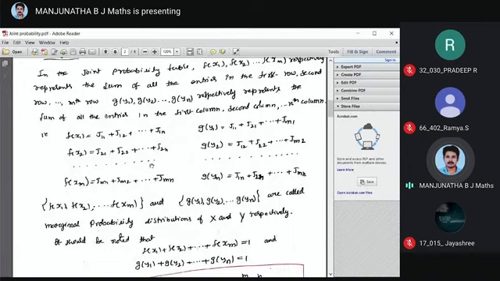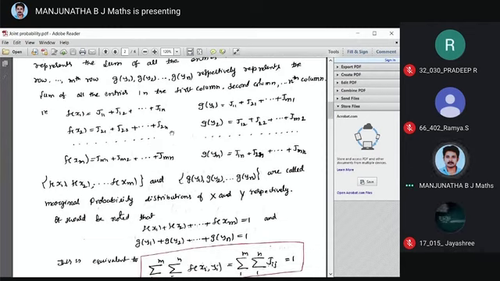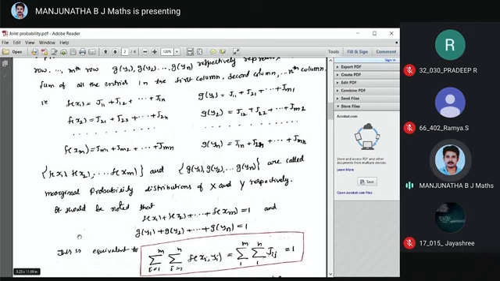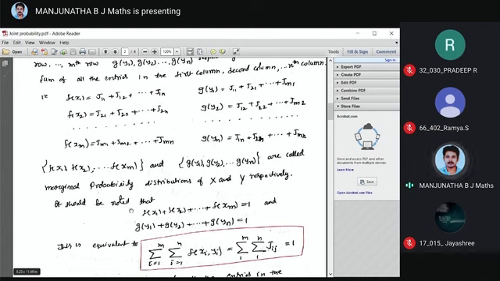Similarly, g of y1, those are all column entries, j11, j21, j31, etc. jm1. Next, j12, j22, etc. up to jm2. That is g of y2. So these are called marginal probability distributions of x and y. F of x1, f of x2, up to f of xm, and g of y1, g of y2, etc., g of yn are called the marginal probability distributions of x and y respectively.